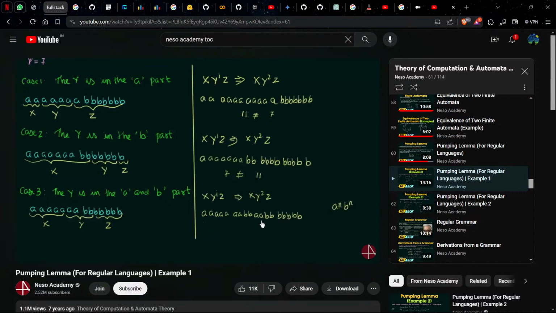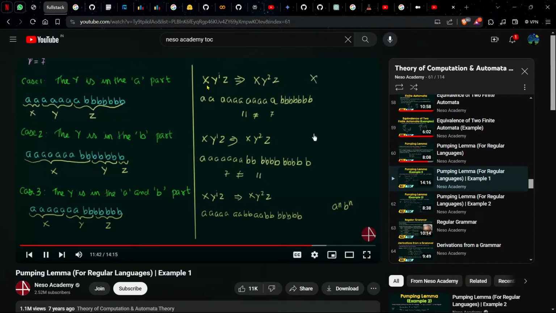See here we have a's followed by 2 b's, and again there are a's and b's. So it is not following this pattern. So this also does not lie in our language. So we prove that when we take x, y^i, z, and taking i to be 2, all this does not lie in our language.